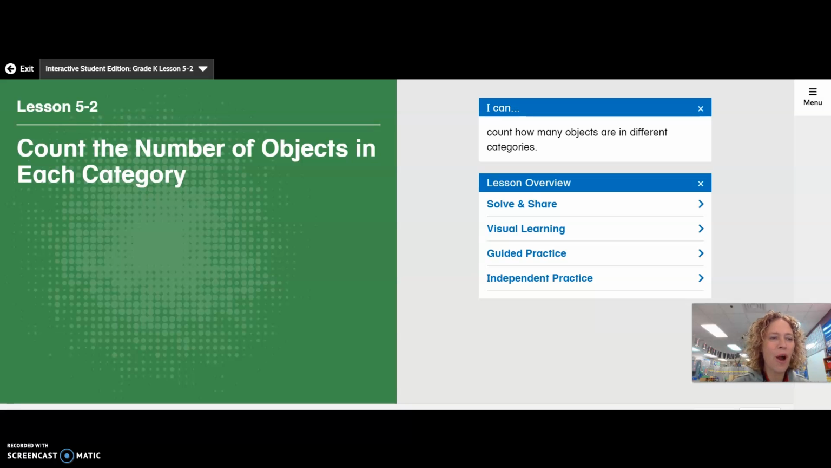We are ready for our math. Today we're on lesson 5.2. We're going to be able to count the number of objects in each category. So when we sort, we're going to be able to tell how many we sorted in each group. All right? So our objective today is I can count how many objects are in different categories. All right? Are you ready? Let's continue.